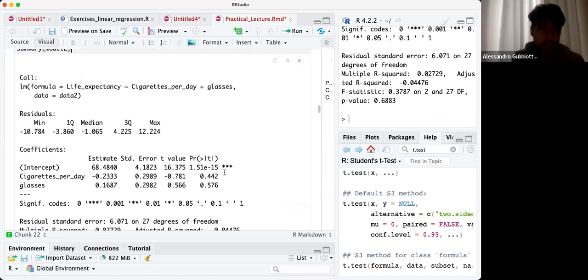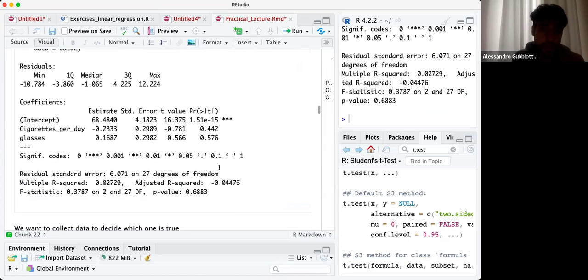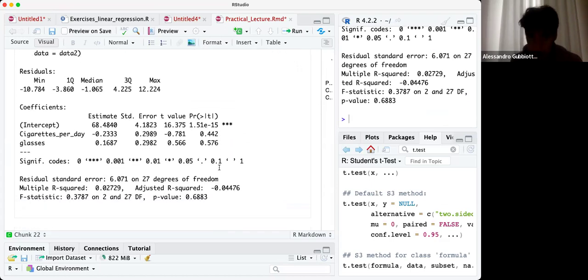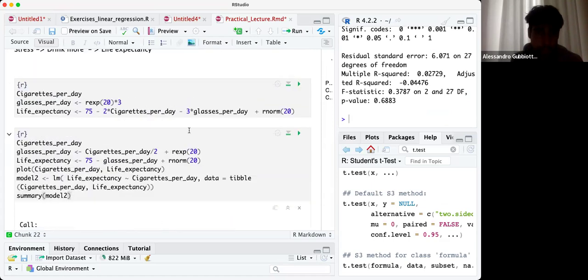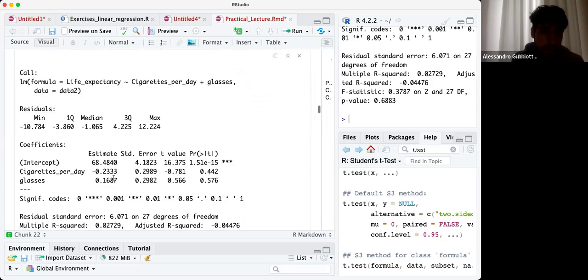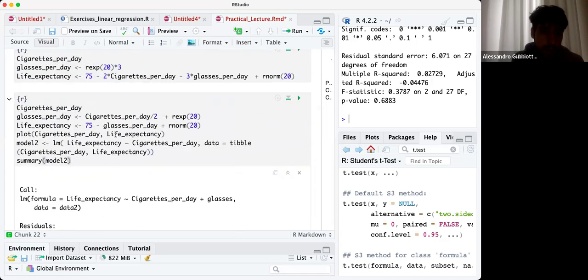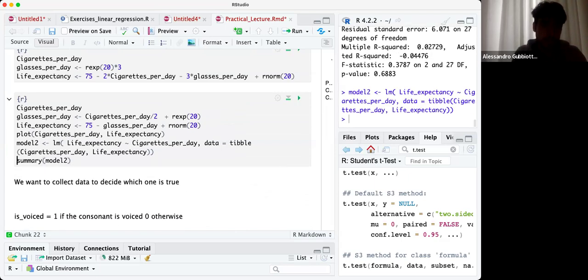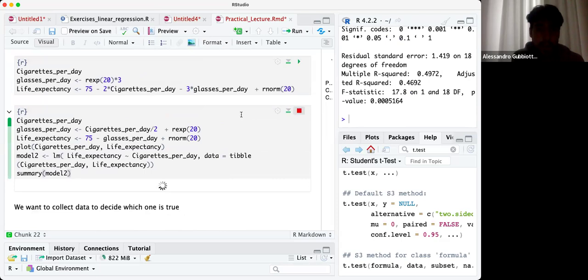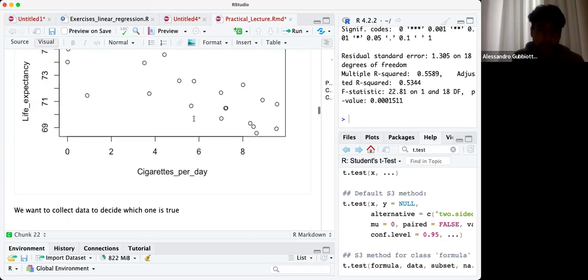Okay, here none of them is significant. Why am I? Okay, no, this is not the model. Okay, yes, now it is. Sorry, it is significant.